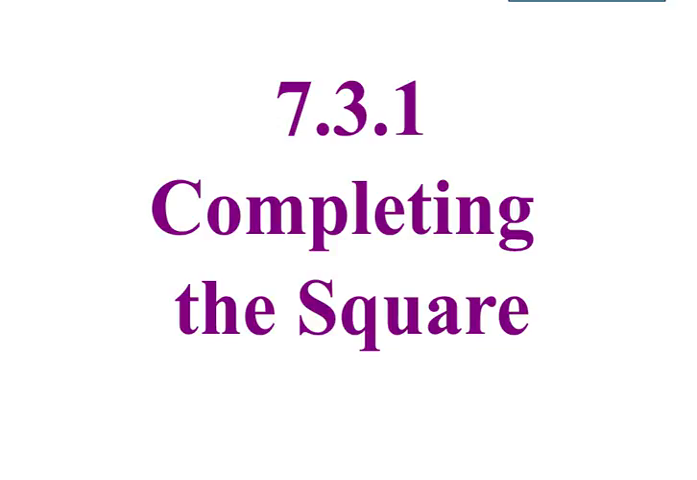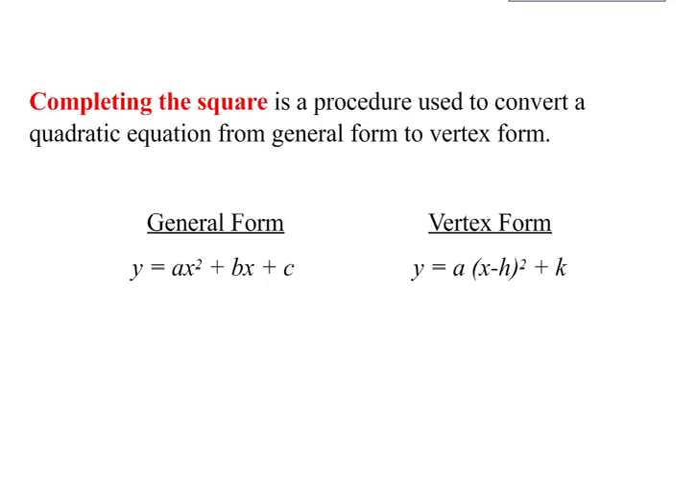So starting in section 7.3, we're learning a process called completing the square. This is 7.3.1 because it's the first of two parts of 7.3, okay? Completing the square is a procedure used to convert a quadratic equation from general form to vertex form.